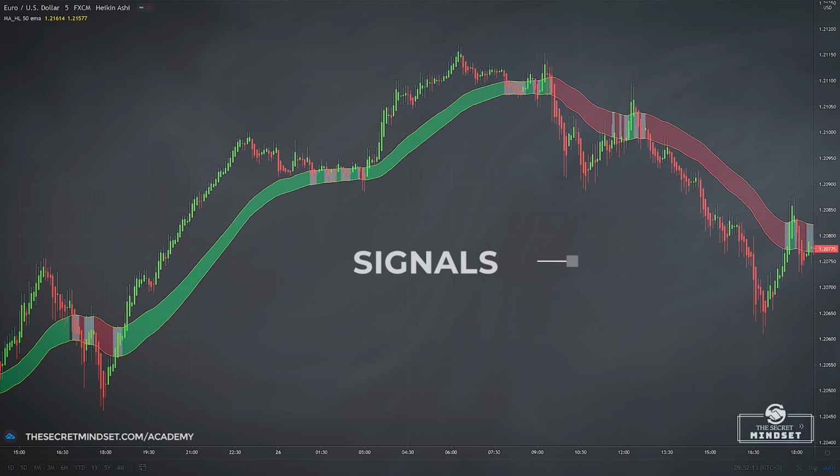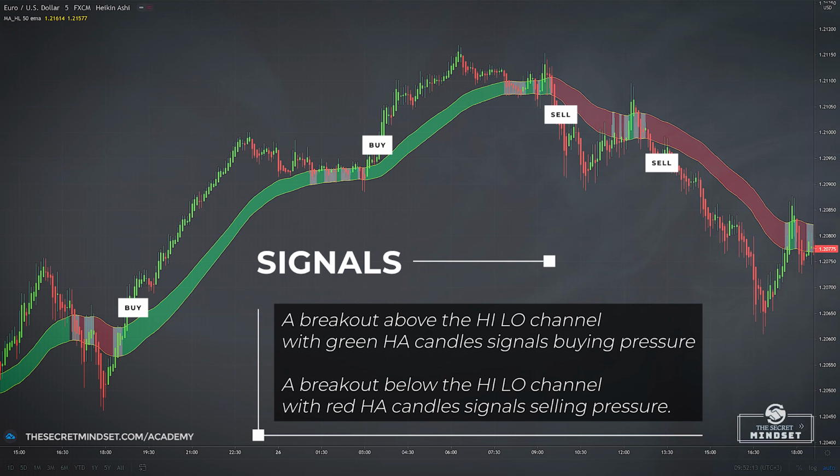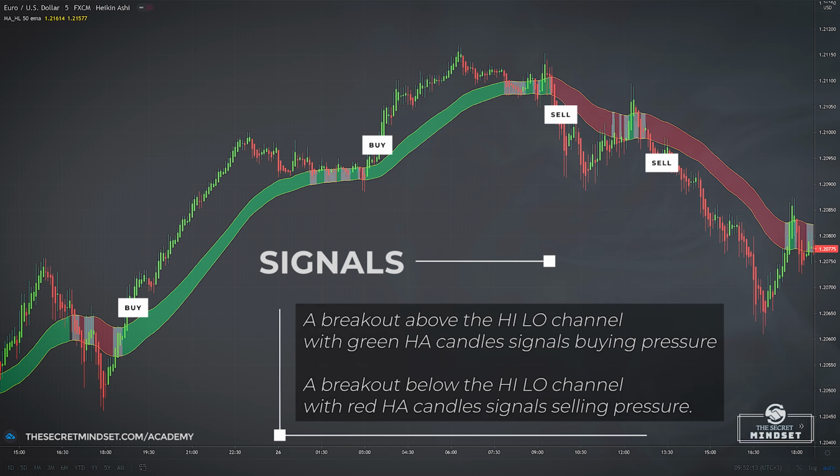So the strategy is very simple and very effective at the same time. A breakout above the moving average channel with green Heikin Ashi candles signals buying pressure. A breakout below the moving average channel with red Heikin Ashi candles signals selling pressure. Pay attention to the slope of the channel, the distance between the candles and the channel, and you'll eliminate a lot of false signals.